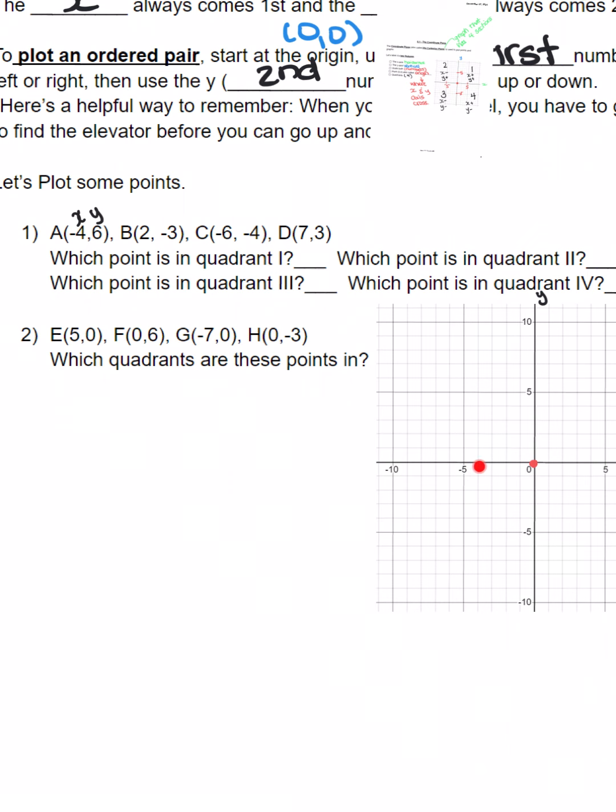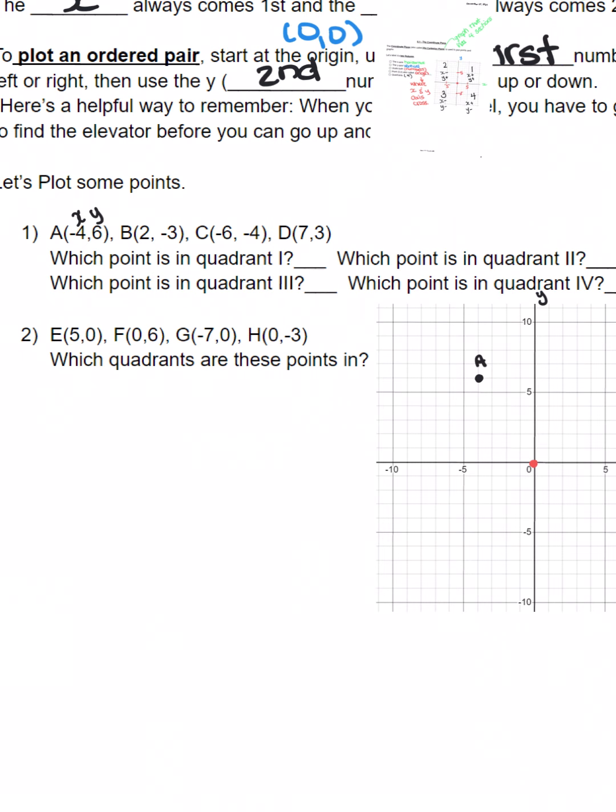So now I'm going to move up 6 squares. I'm going to move up 1, 2, 3, 4, 5, 6. And that's my point here. I went -4 and then up 6. And that's my point. This is going to be point A.